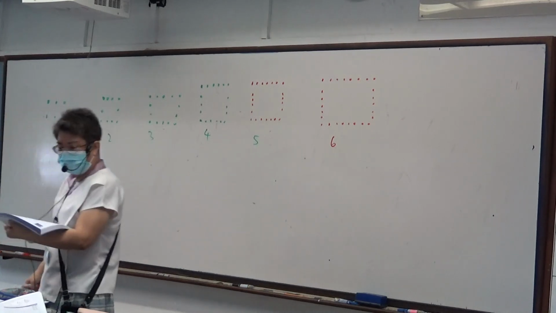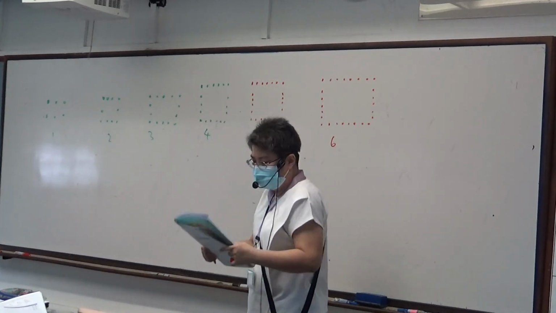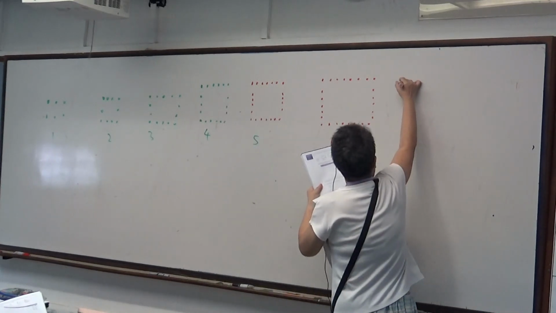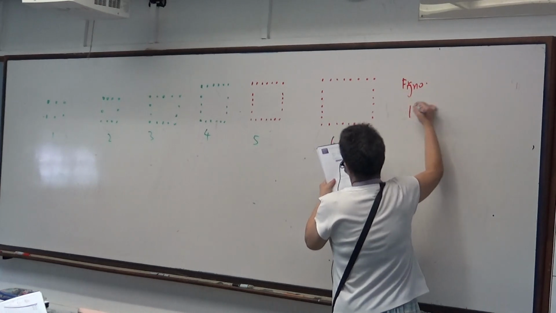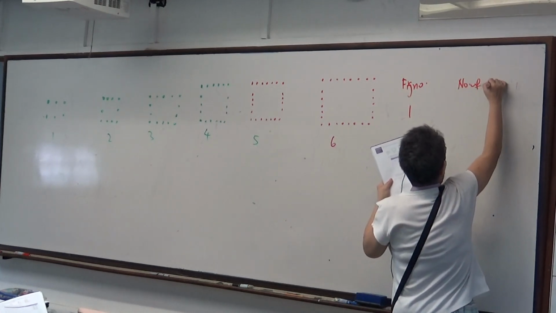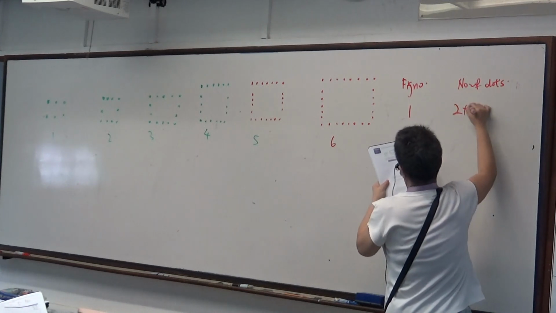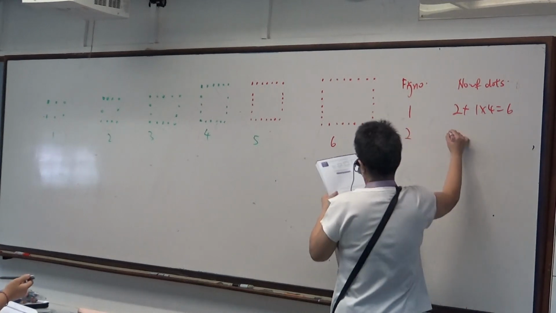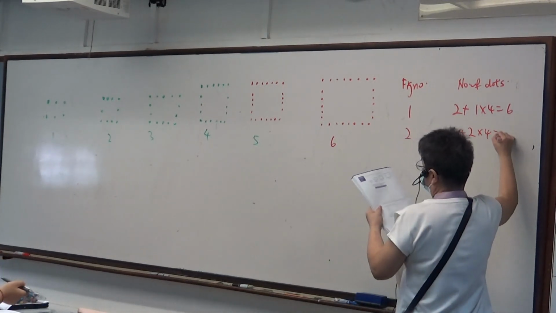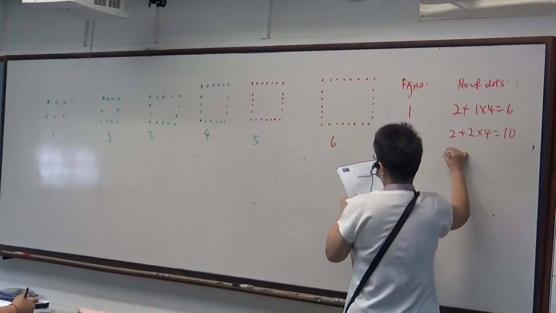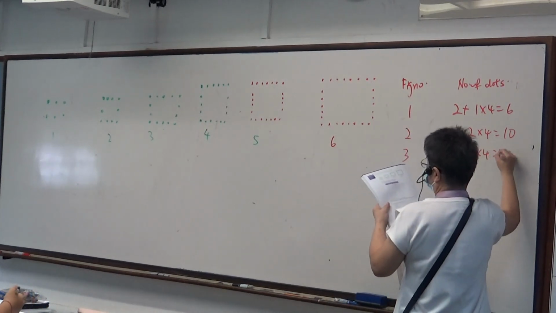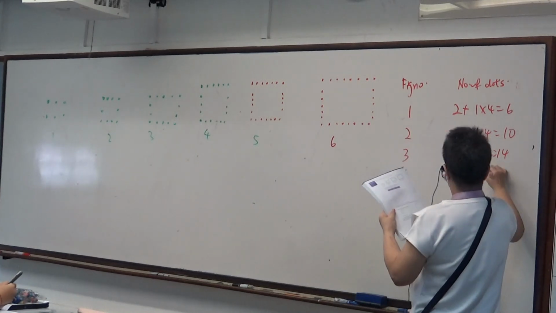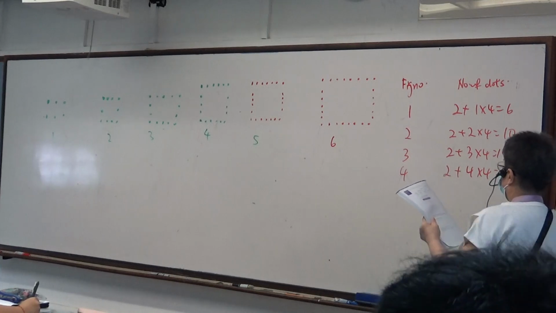Okay, now. Next, look at part 2. Copy and complete the table below. I'm going to do it here. Figure number 1. Number of dots is 2 plus 1 times 4. You get 6, right? Figure 2 is 2 plus 2 times 4. You get 10. Figure 3, 2 plus 3 times 4. You get 14. Figure 4, 2 plus 4 times 4. You get 18.